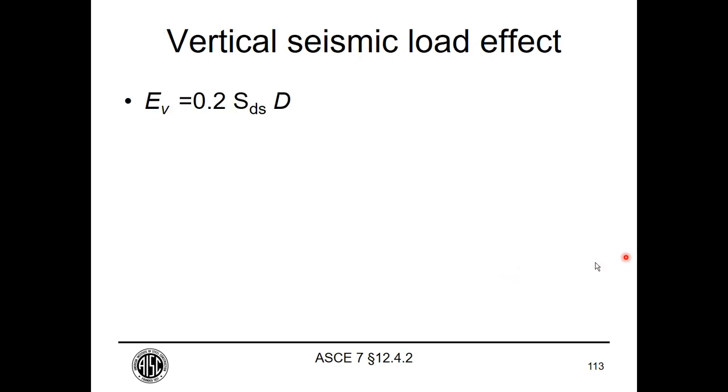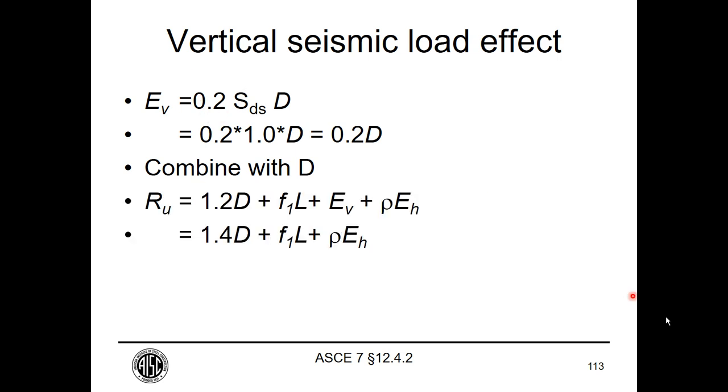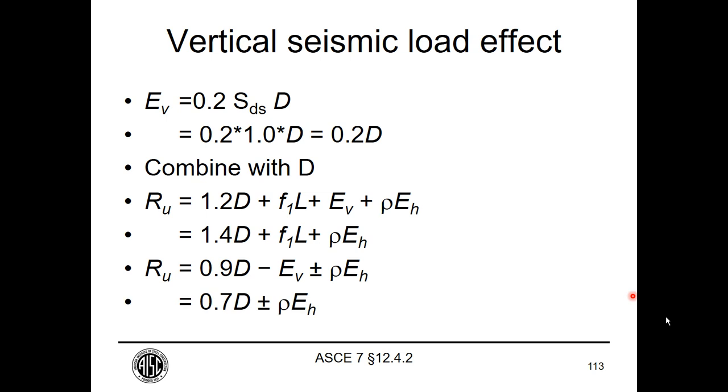Vertical seismic load effect enters into each of these equations for the load combinations, including seismic, and it enters in as 0.2 times SDS, and so we can plug that in as well. So 0.2 times SDS is 0.2D, so 0.9D plus the vertical seismic load effect becomes 0.7D, 1.2D becomes 1.4D.